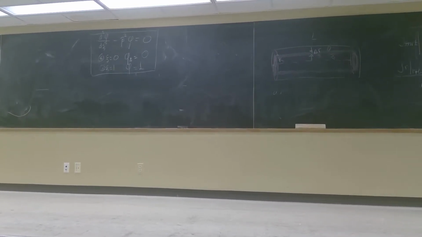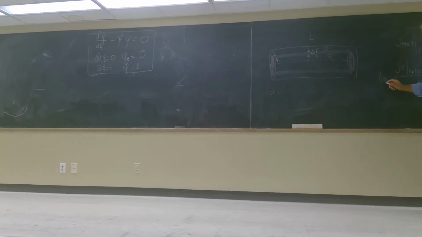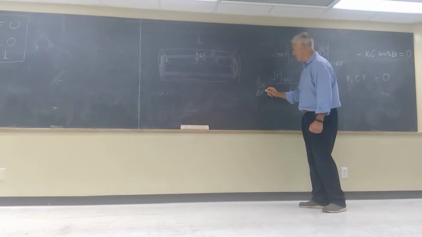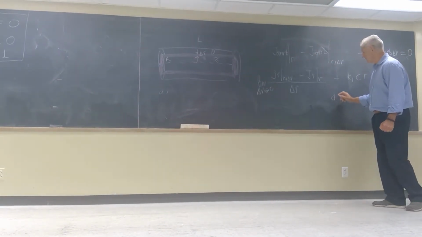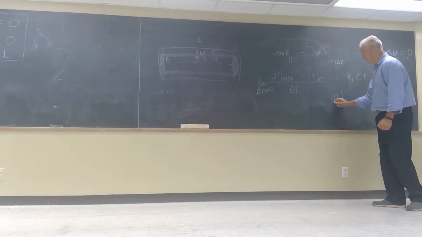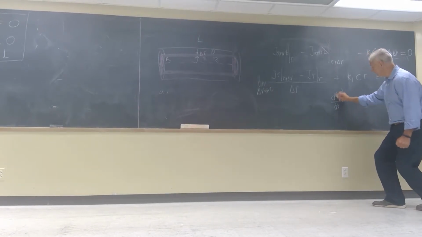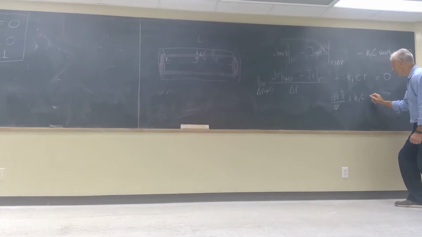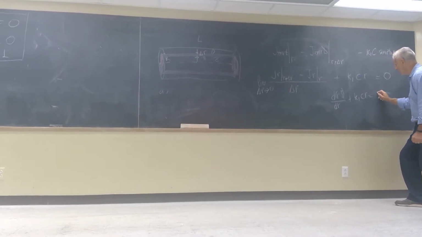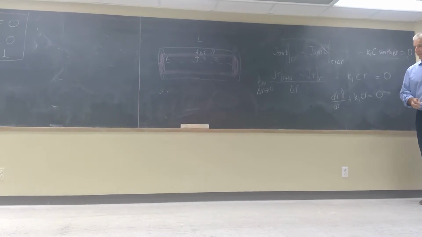And then, when we take the limit of this as delta R goes to 0, we're going to get dR times J dr plus K1C times R is equal to 0.